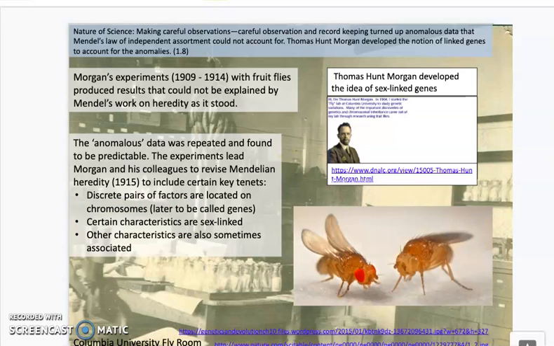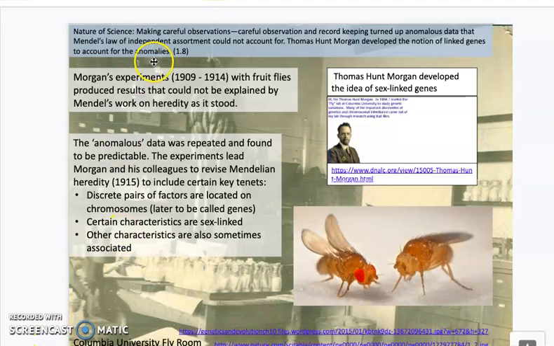So linked genes do not independently assort from one another. They remain connected to one another and always show up together. Again, this is an anomaly. This rarely happens where genes are linked to each other.